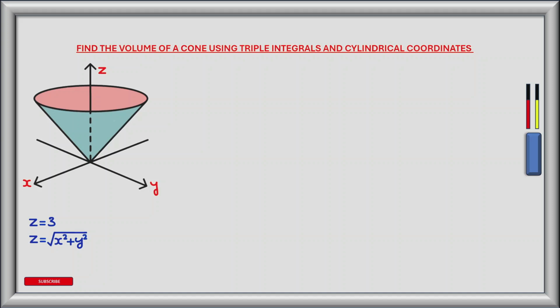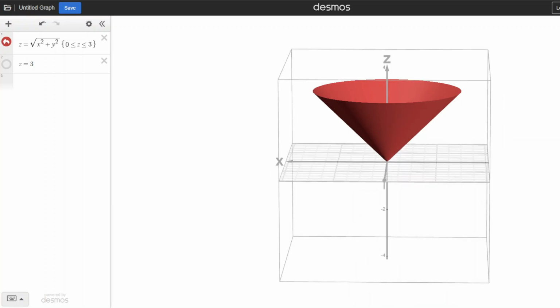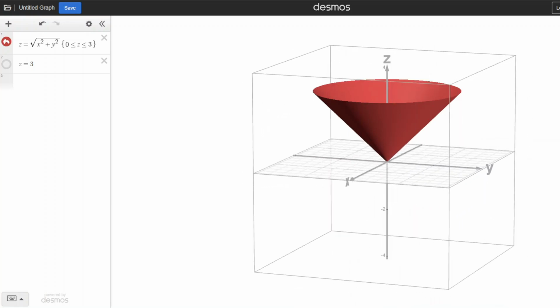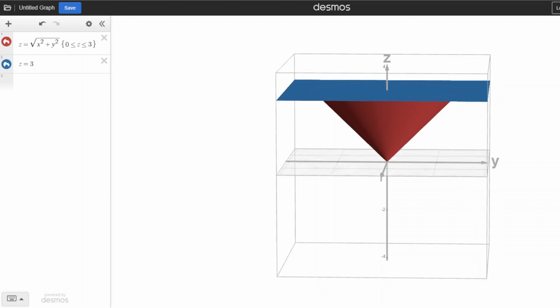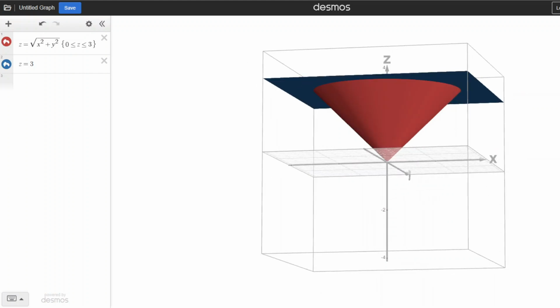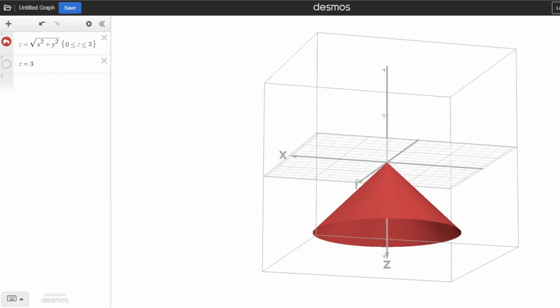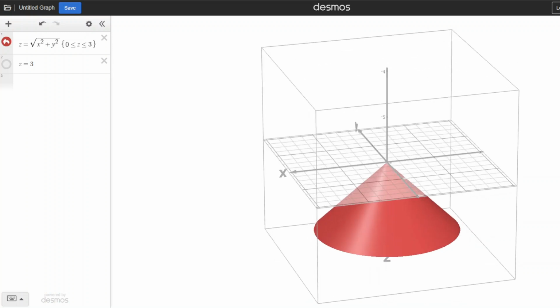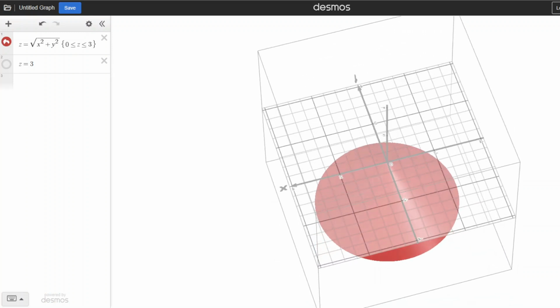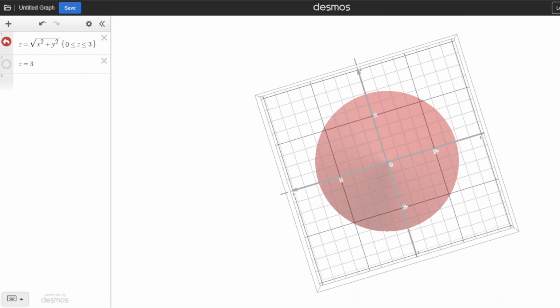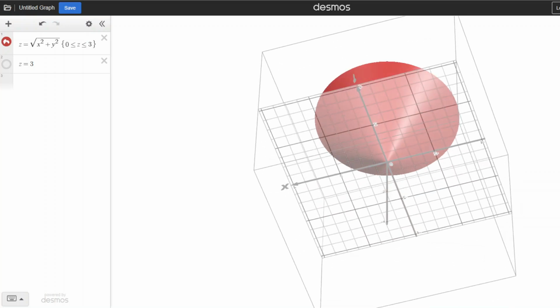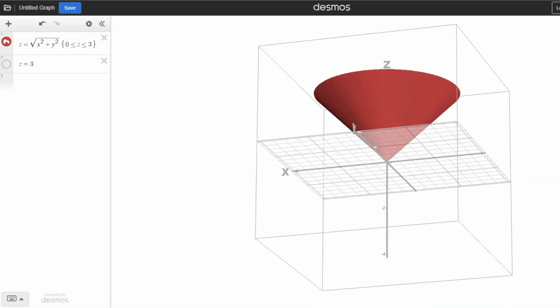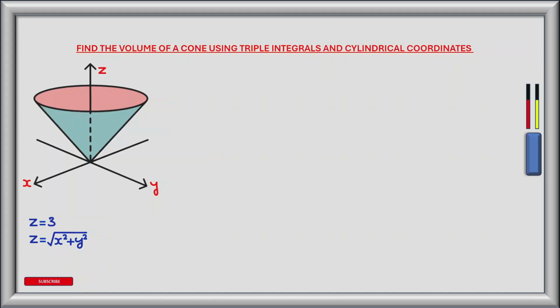Let's take a look at the cone in three-dimensional form using a graphing tool. So this is the cone, and we're going to find the volume when bounded by the upper surface where z equals 3. Our first step in this process is to convert the Cartesian equation of the cone into cylindrical coordinates.